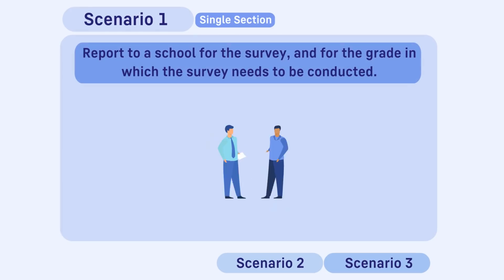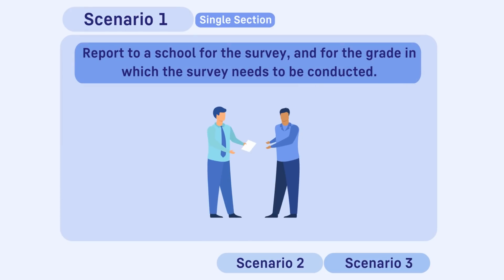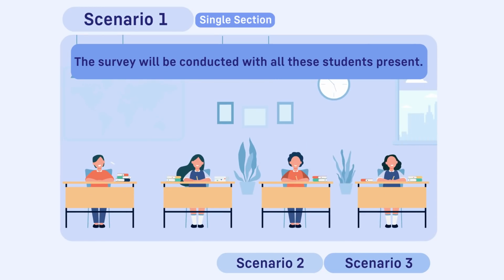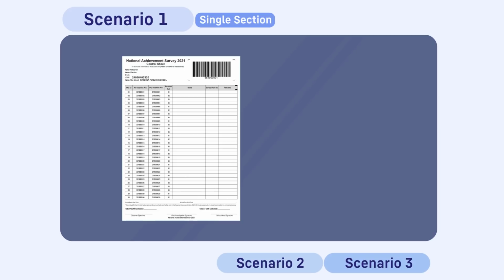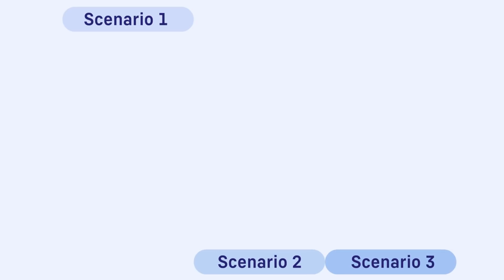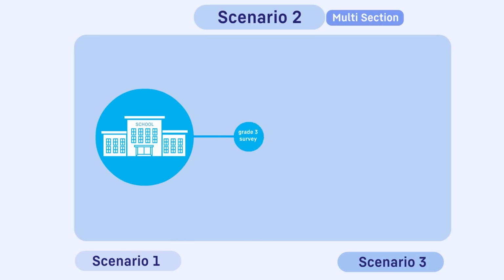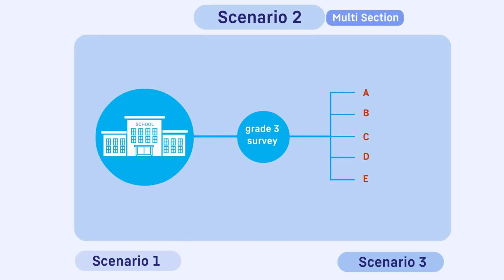Scenario 1. You report to school for the survey and for the grade in which the survey needs to be conducted, there is only a single section. For example, in XYZ public school, for grade 3 survey, there is only one section, section A. Now in section A, if there are 30 or less than 30 students, then the survey will be conducted with all these students present. Update the control sheet accordingly with help of the student attendance register. This closes scenario 1.